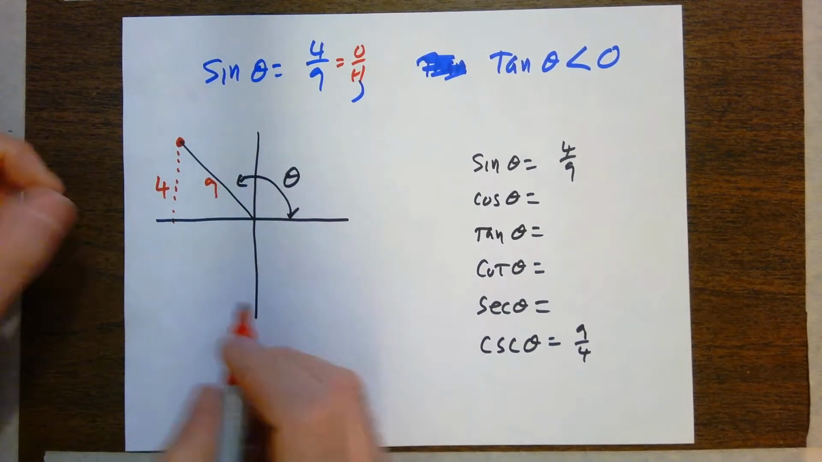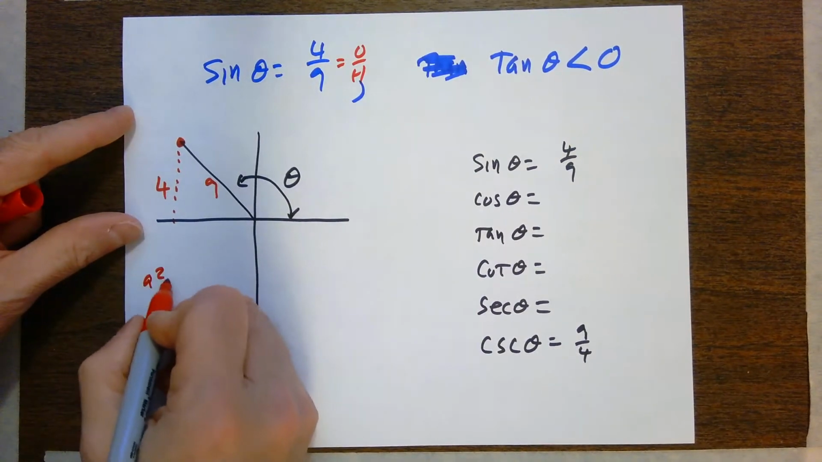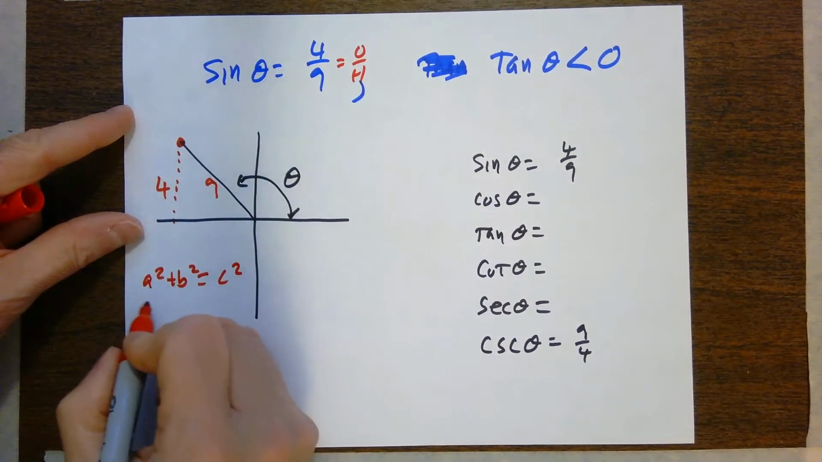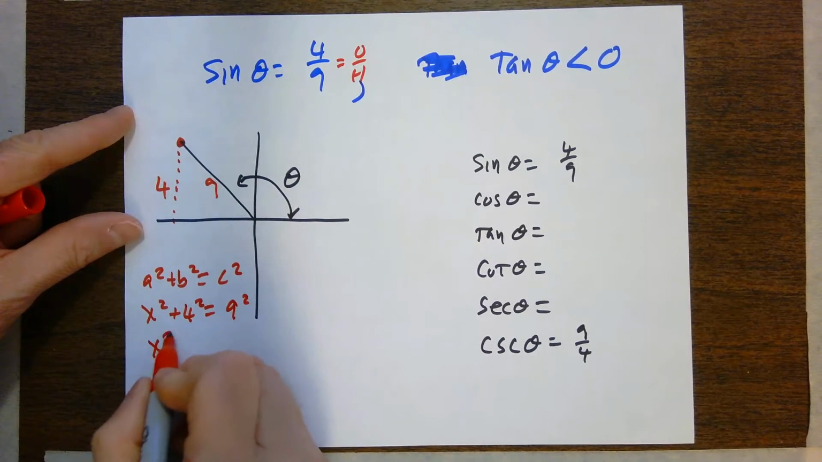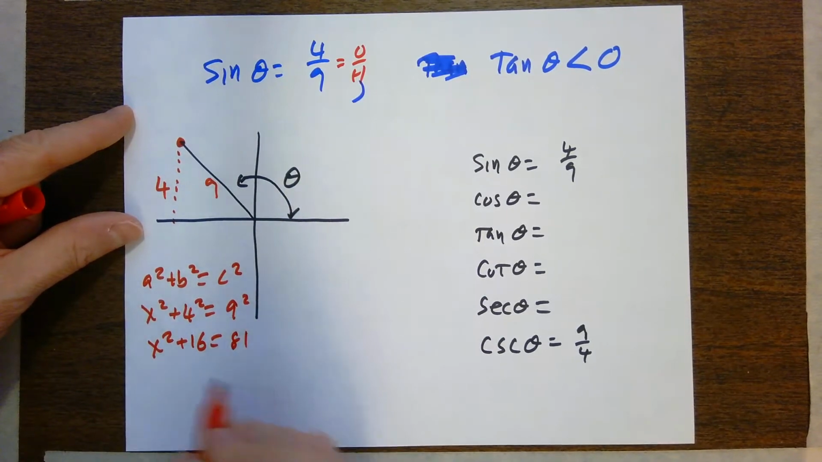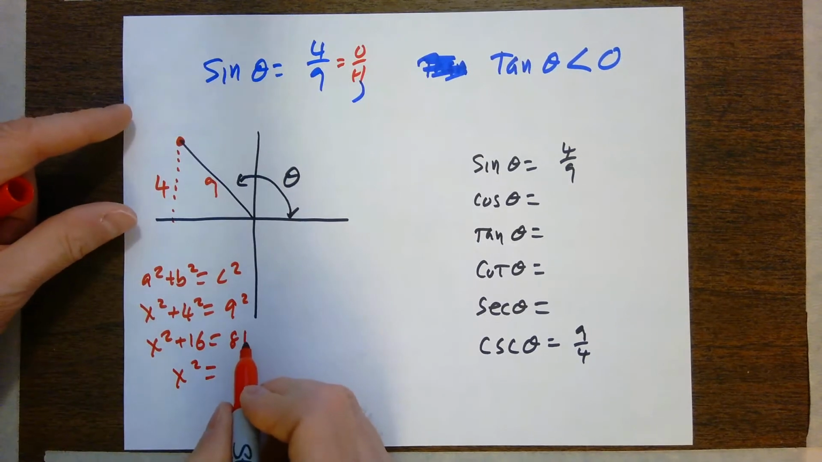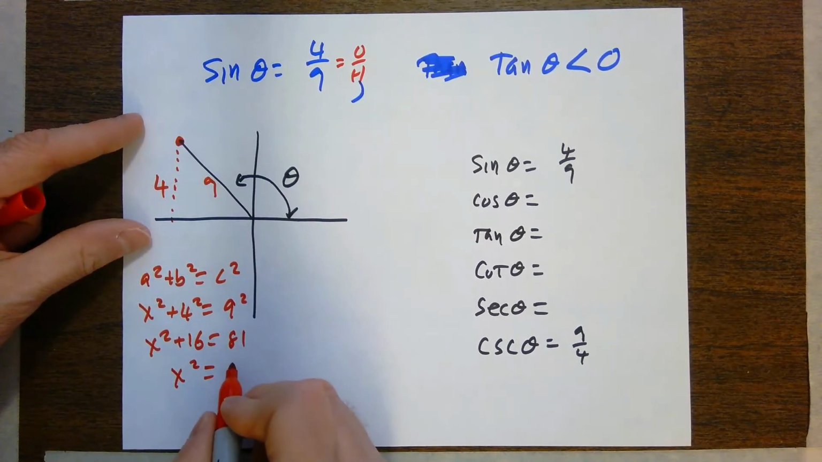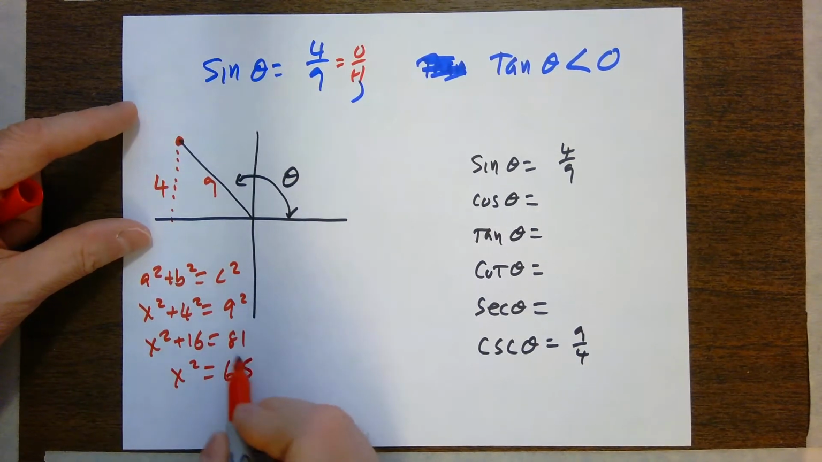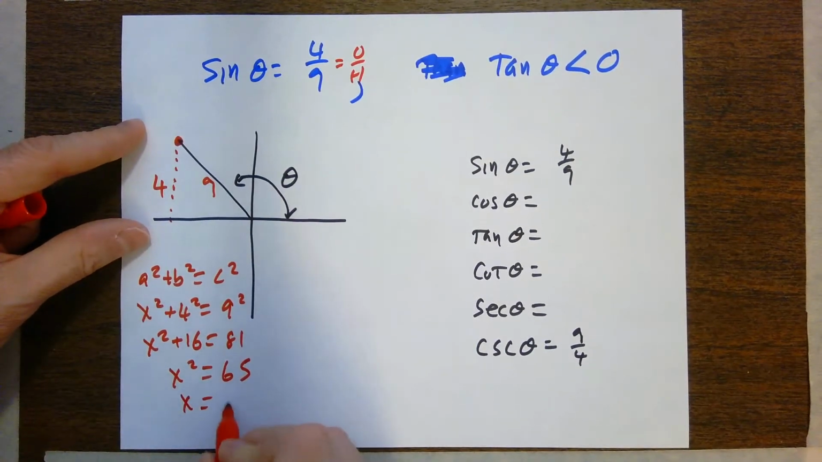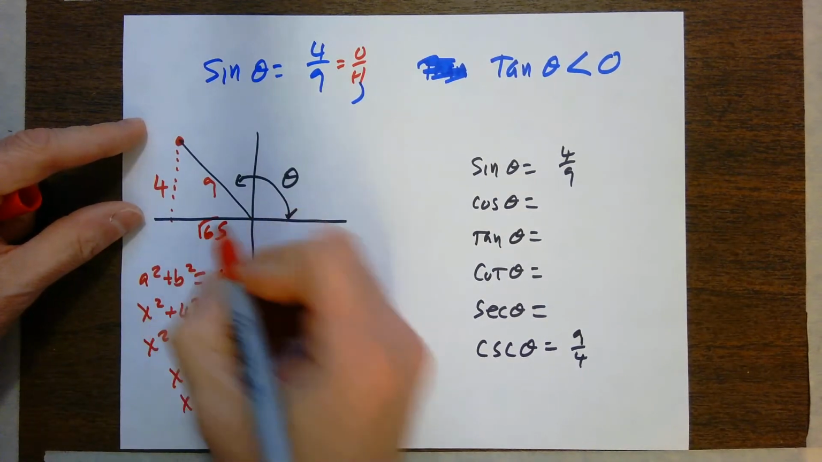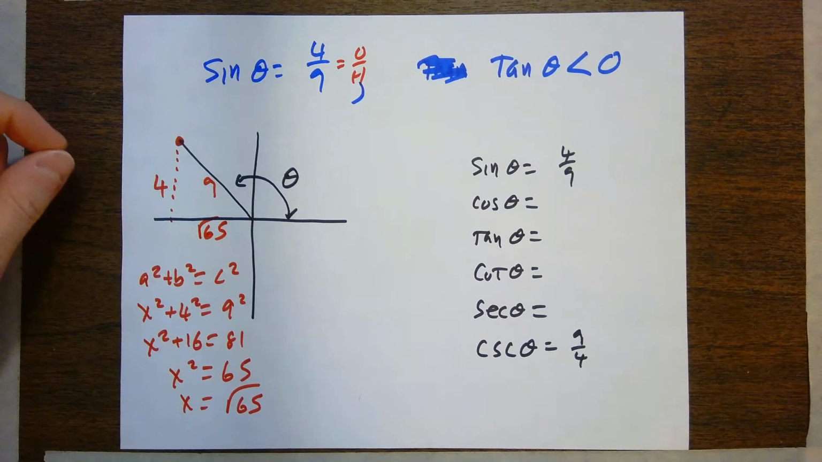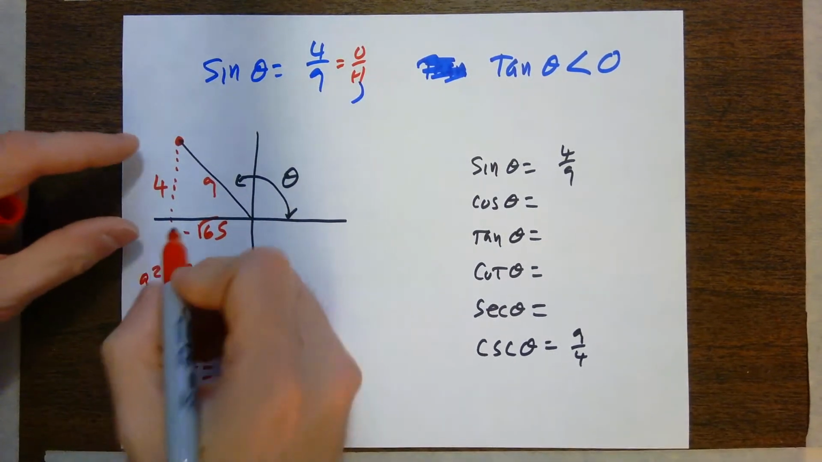Well, as you can imagine, the Pythagorean theorem is going to help me. So a squared plus b squared equals c squared. The x squared plus 4 squared is 9 squared. x squared plus 16 is 81. x squared is 81 minus 16, which is 65. So x is the square root of 65. But what am I missing? It's going to be negative.